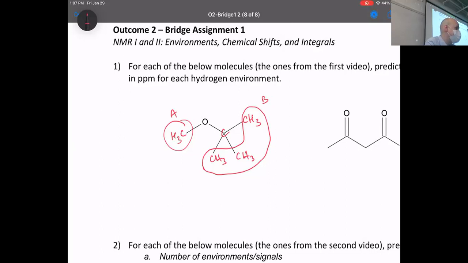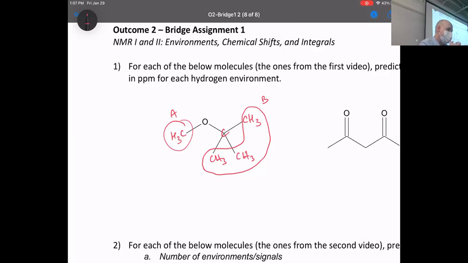Carboxylic acids are like 10 to 12. So there are some numbers that you just need to memorize because those are just where those things show up. Thankfully, there are fewer of them than there were on IR. You don't need to know their shape, just their general vicinity of where they show up. Most of those space out pretty well. The only other real one is alkenes. CHs that are part of alkenes show up at 5 to 6 ppm, a hydrogen directly on an alkene.